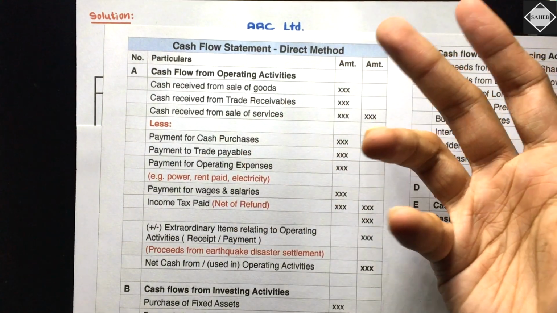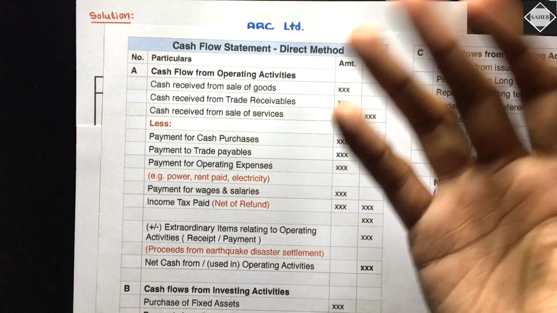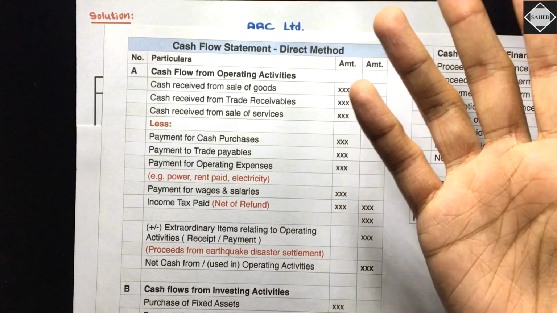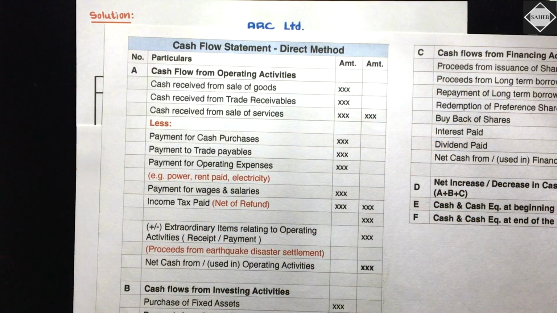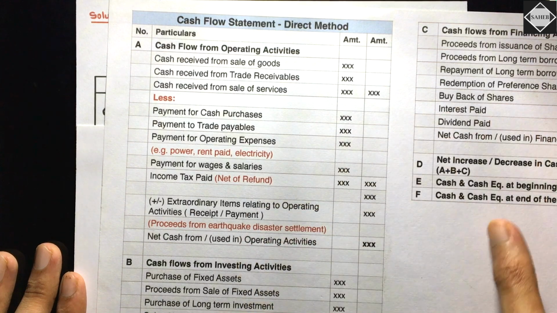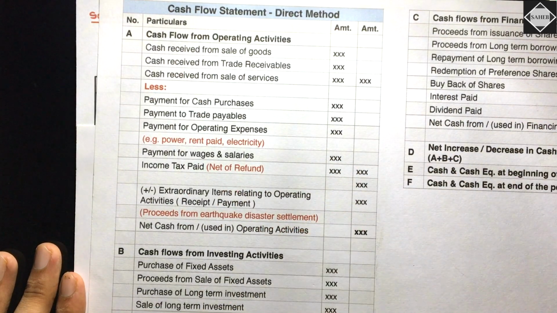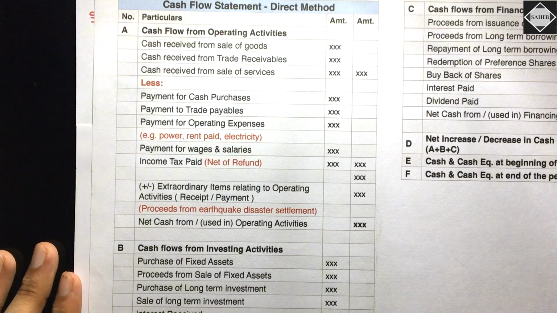Whatever payments we are making, cash purchases, trade payables, whatever operating expenses we have paid, wages and salaries we have paid, income tax that we have paid, we just subtract all that. That's all. Yeah, if any extraordinary items are there relating to operating activities, receipt or payment, that also we take over here, and then at last we'll get net cash from operating activities. Isn't it simple and straightforward?